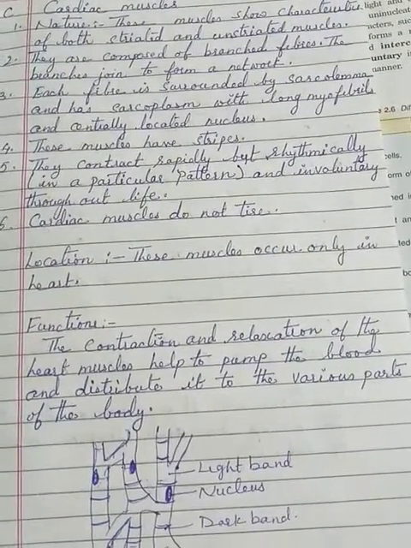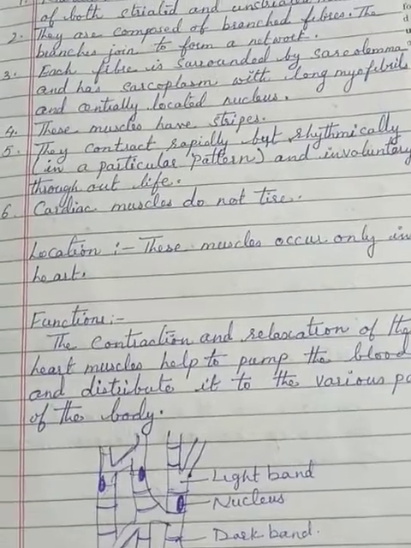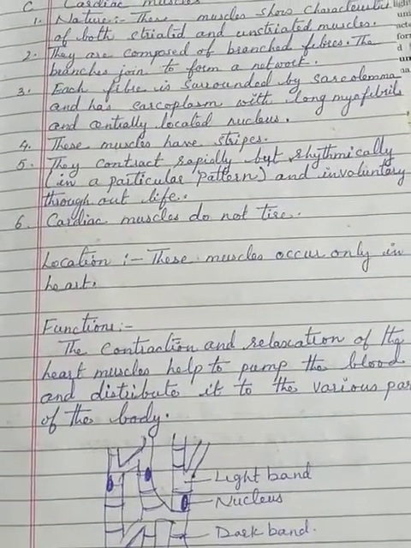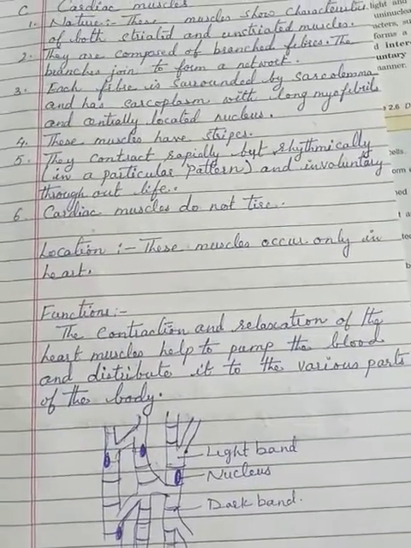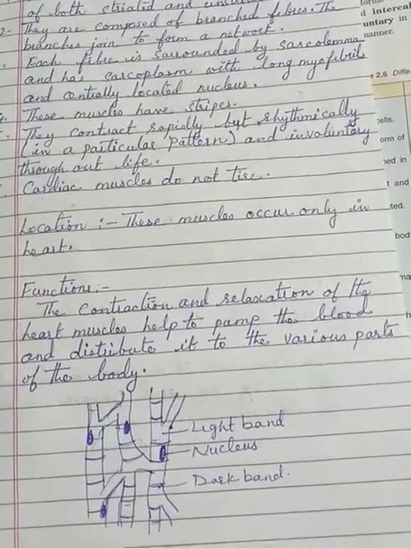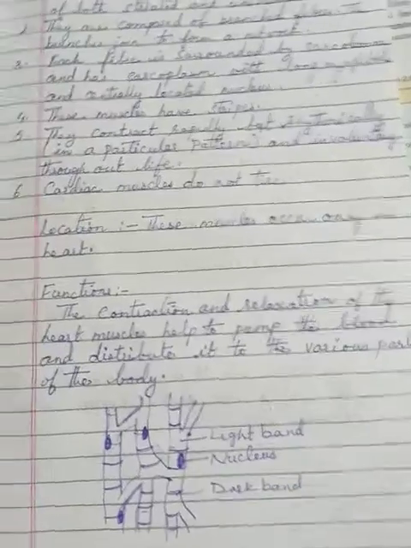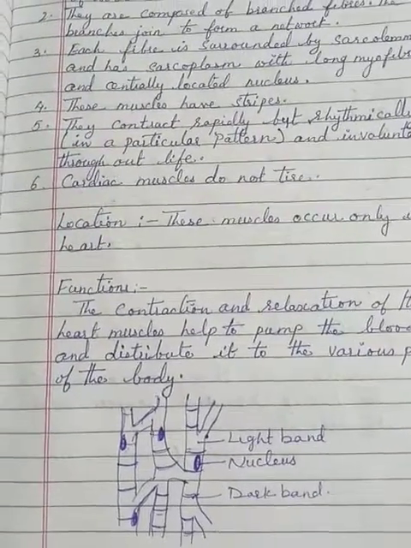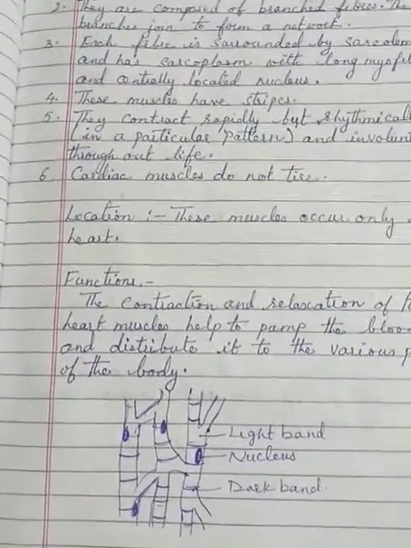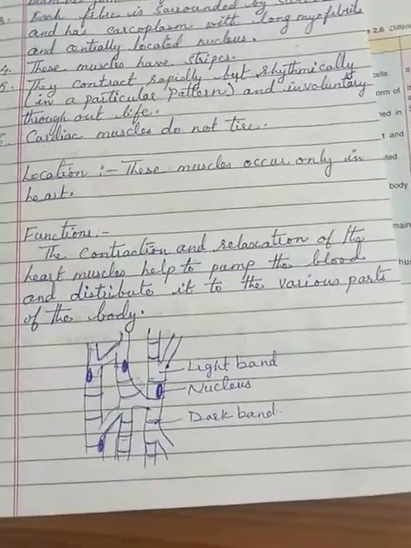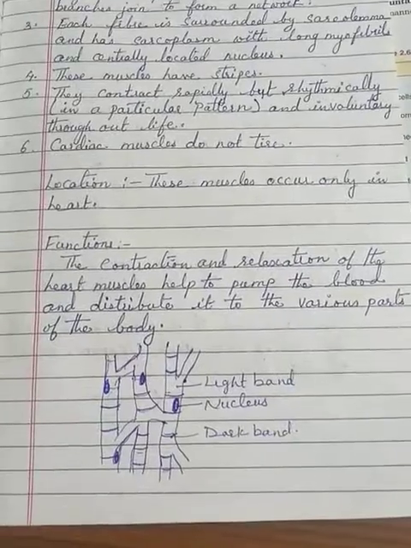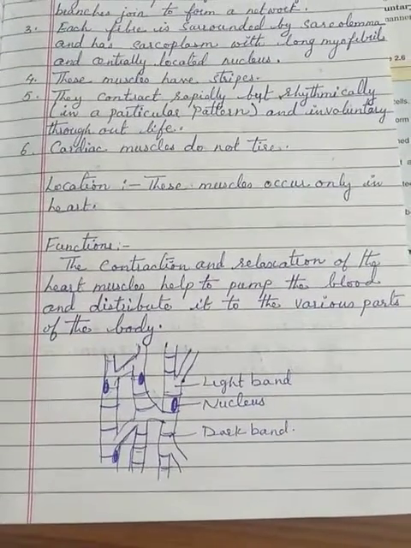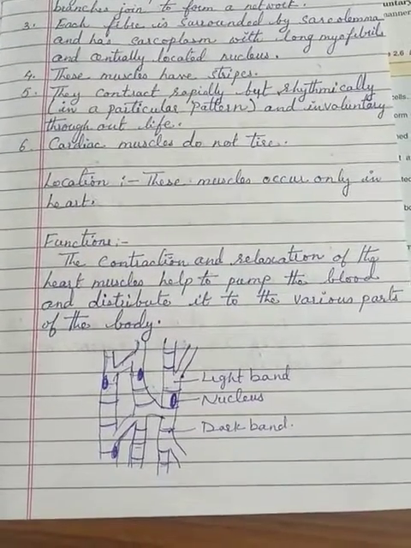Cardiac muscles do not tire, they never get tired. These muscles do not require any rest. Location: these muscles occur only in the heart, as the term cardiac means heart. Functions: the contractions and relaxations of the heart muscles help to pump the blood and distribute it to various parts of the body.